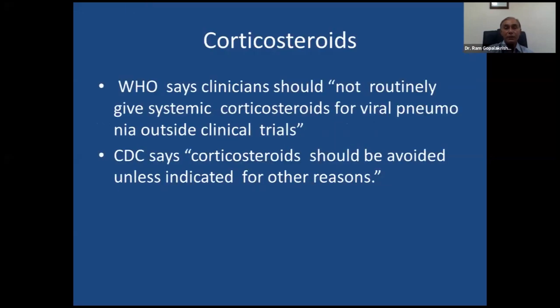What about corticosteroids? WHO and CDC say the same thing. Conventional teaching: don't use steroids for viral pneumonia unless you put them in a trial.